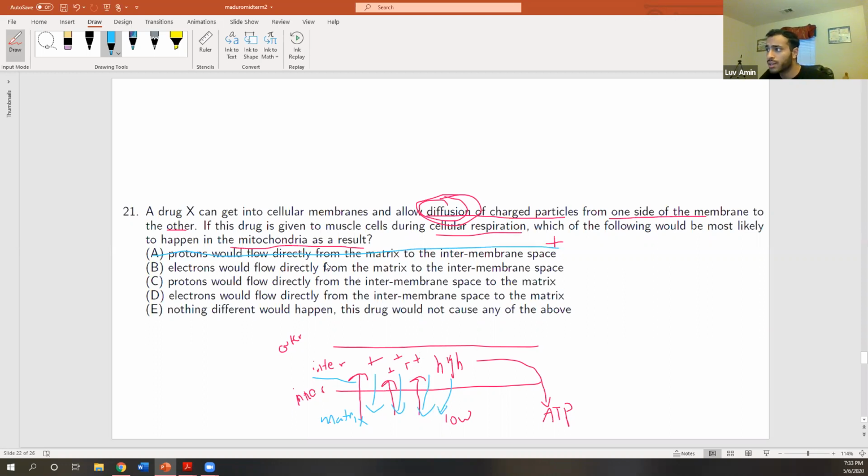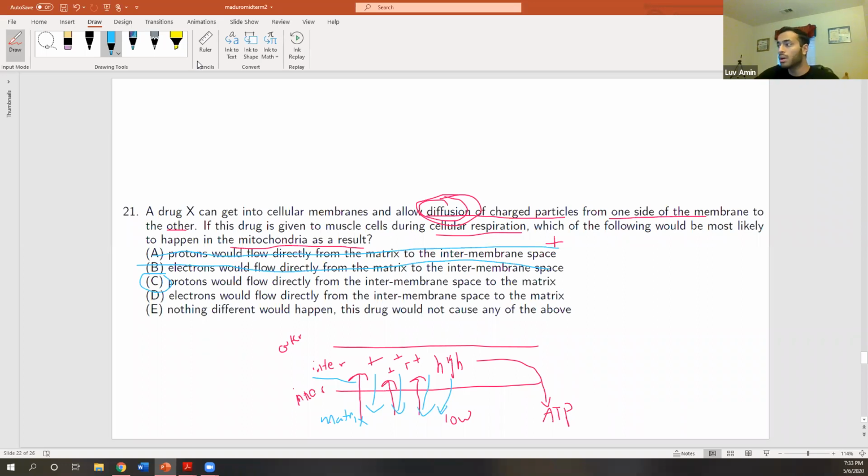B, electrons would flow directly from the matrix to the intermembrane space. So basically electrons, as we know, flow through the inner membrane, right? Through a series of proteins, right? So that wouldn't have much to do with the matrix or the intermembrane, right? In this case. C, protons would flow directly from the intermembrane space to the matrix. Yeah, so this one sounds pretty good to us, right? We're going from a high concentration of protons to a low concentration over here. Finally, D, electrons would flow directly from the intermembrane space to the matrix. Once again, electrons are usually stuck in the inner membrane, right?